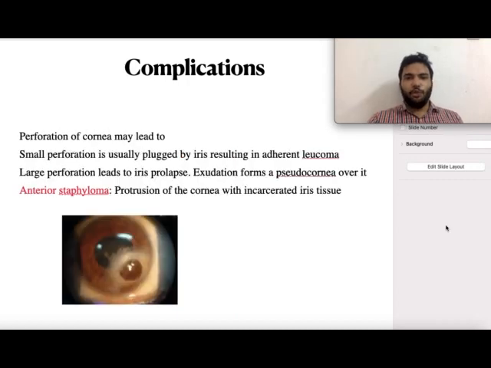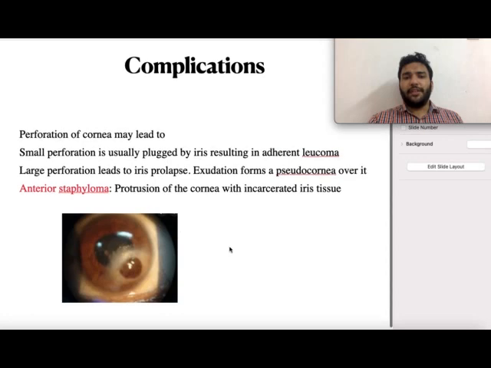And coming to perforation, what happens if there is a perforation? If there is a small perforation, there will be plugging of iris resulting in adherent leucoma, whereas a large perforation will have iris prolapse. The exudation forms a pseudocornea over it, and anterior staphyloma will be formed because of the protrusion of the cornea with the incarcerated iris tissue. One MCQ that they can ask you is that the most common cause of anterior staphyloma is corneal ulcer.